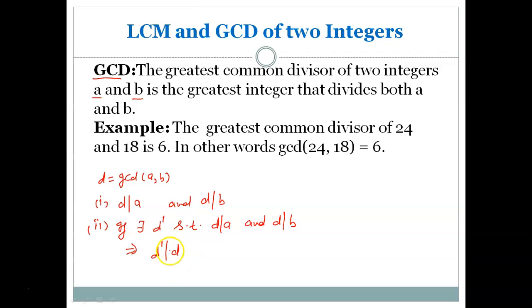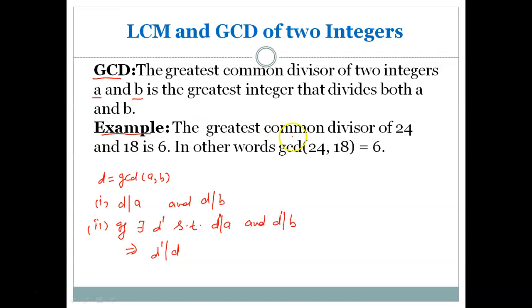Why are we calling it the greatest common divisor? Because d is a divisor of a and d is a divisor of b, meaning d divides a completely and d divides b completely. And if there exists another divisor d dash which divides a and divides b, then d dash also divides d. So of course, because d dash divides d, d is the greatest. It means d can be divided by any other divisor. That is why we are calling it the greatest common divisor.